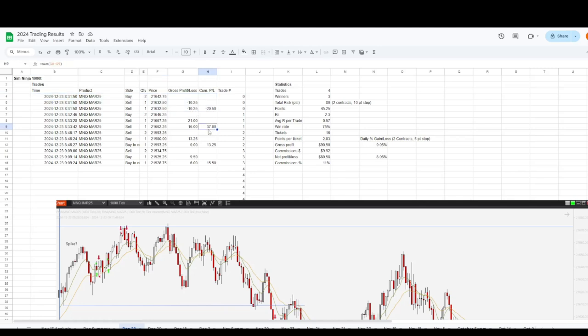My second trade was 37 points, third trade 13, and fourth trade 15, for a total of 45 points of profit today. 3 winners out of 4 trades, so 75% win rate. I made about 2.3 Rs. If you're risking about 10 points on a trade, which is more or less what I do, that second trade had a bit of a wider stop. And this is my gross profit and net profit after commissions.